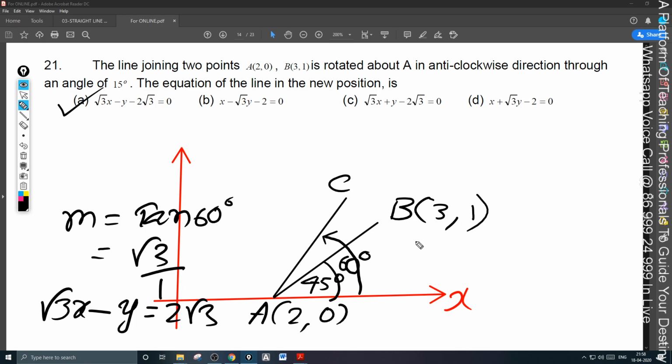Now let me repeat this. These are the points A and B given. A is (2, 0), B is (3, 1), and the slope you have got is 1, and tan θ is equal to 1. Tan θ = 1 means θ is 45 degrees. So this line is making an angle of inclination of 45 degrees. It is rotated through some angle, 15 degrees.